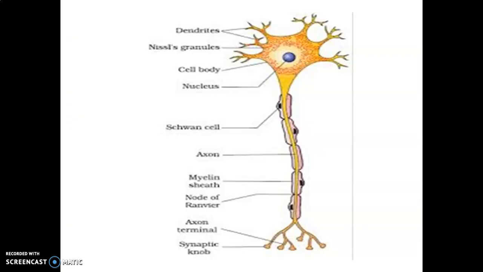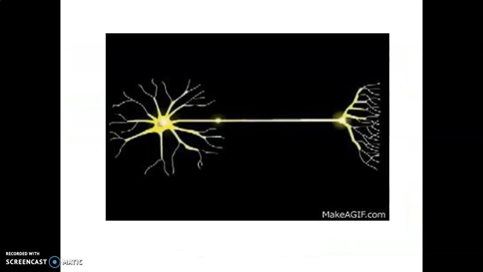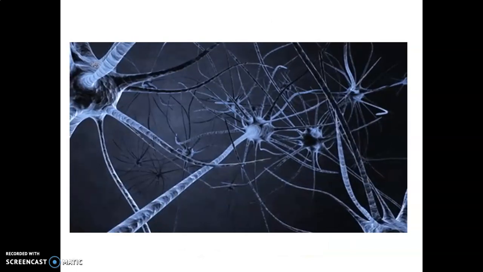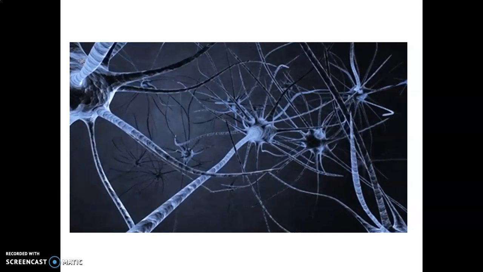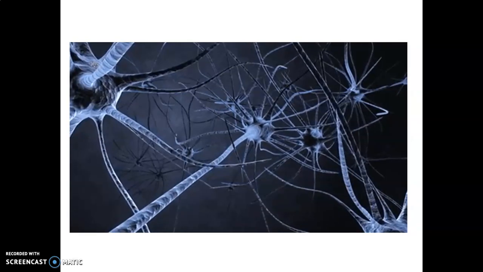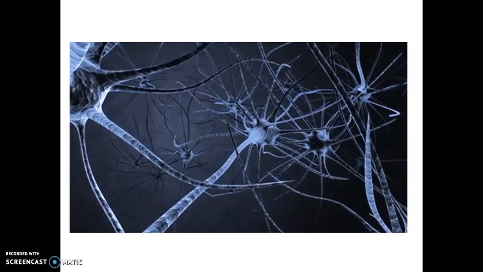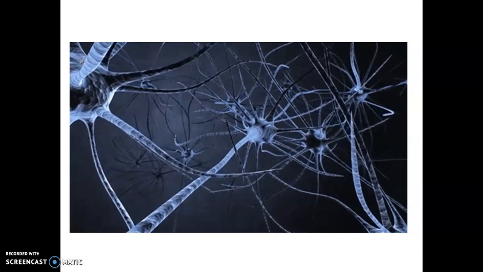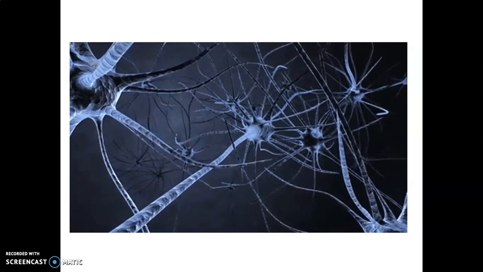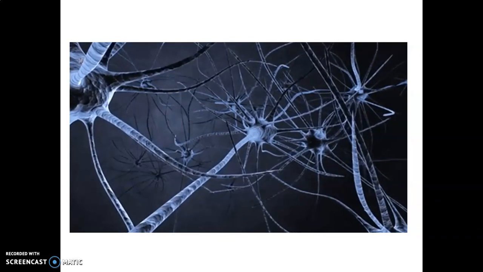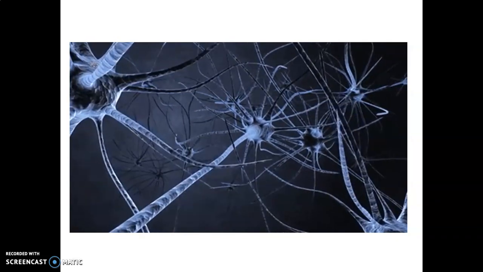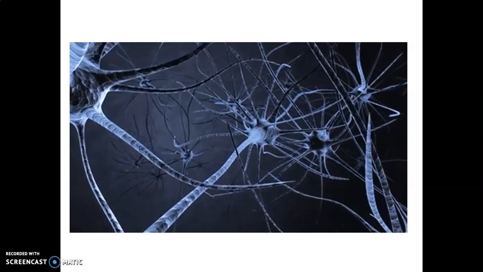Now let's discuss the human neural system. The human neural system is divided into two parts, the central nervous system and peripheral nervous system. Central nervous system includes brain and spinal cord and is a site of information processing and control. Whereas peripheral nervous system comprises all the nerves of the body associated with the central nervous system, brain and spinal cord.